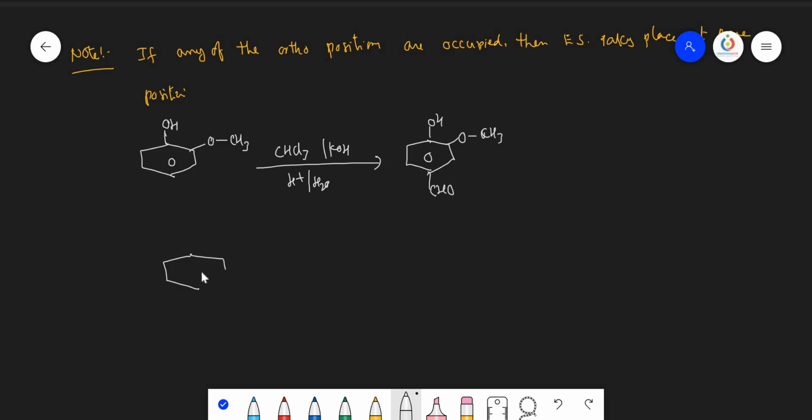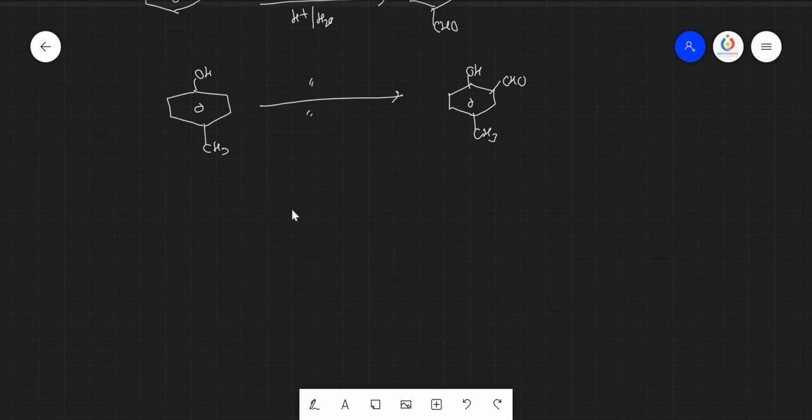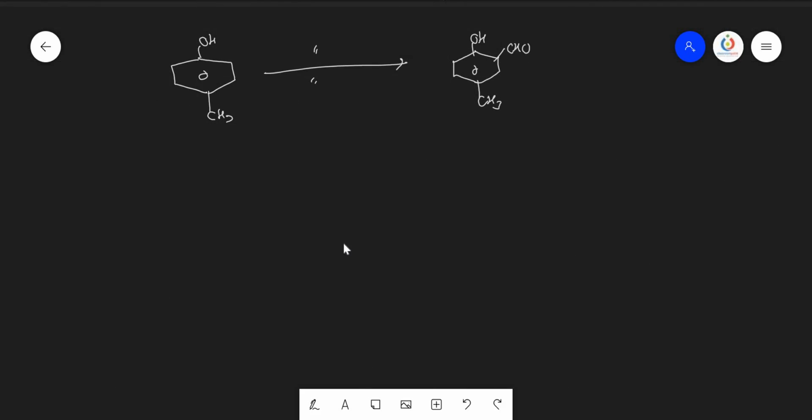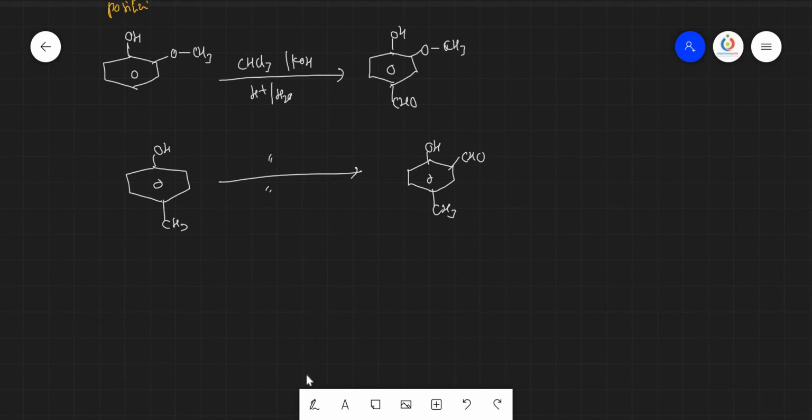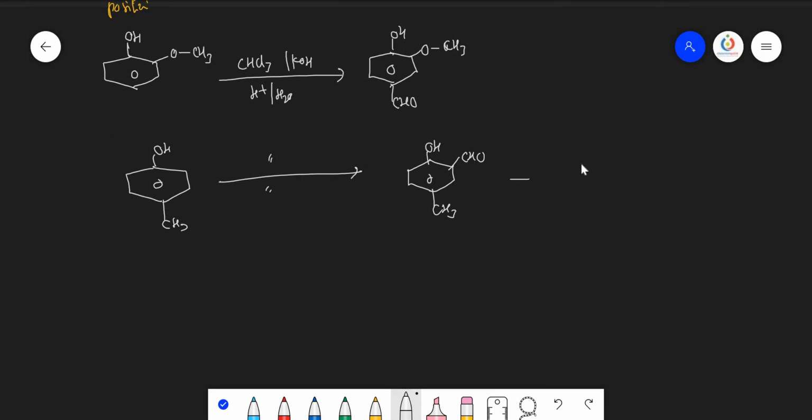What happens if para position is occupied? Same combination of the reagents. Then you will get the product at the ortho position. Okay. So, and in this case, CHCl2 is there, no? So here you will get one more product also. Chances are, this is a minor compound, but this compound is very less.